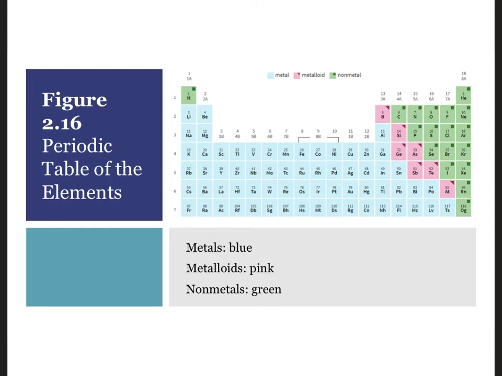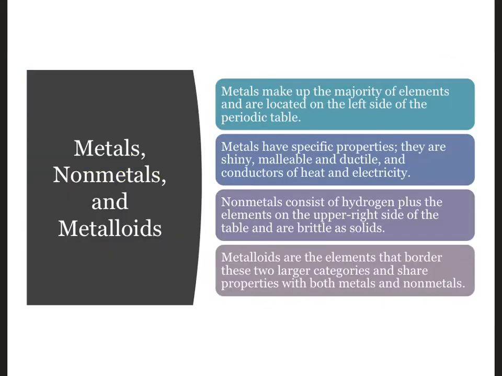In terms of types of elements, that means that our nonmetals tend to gain electrons to form anions, while our metals, on the left, tend to lose electrons to form cations. So how do we recognize the metals, nonmetals, and metalloids?